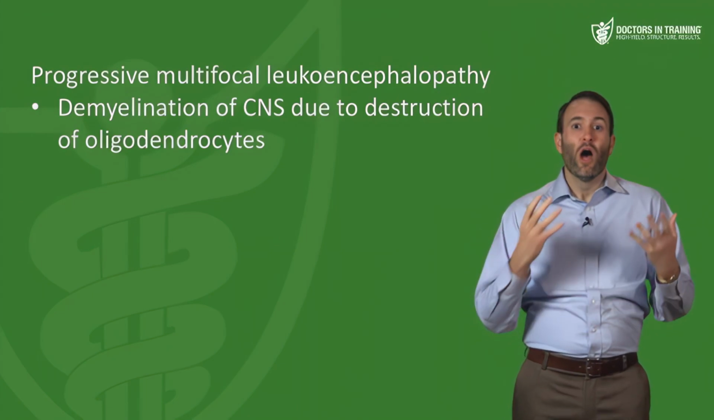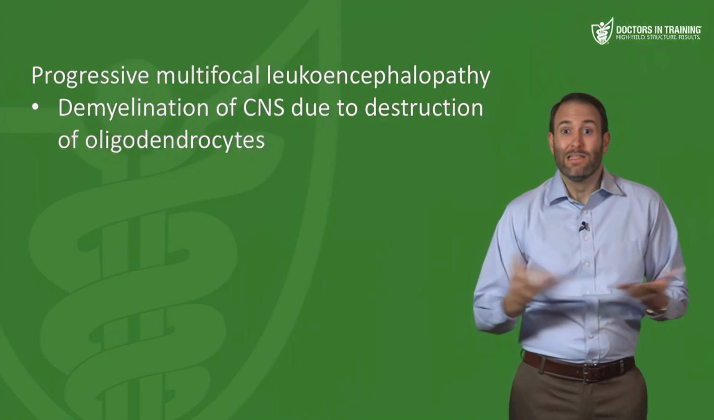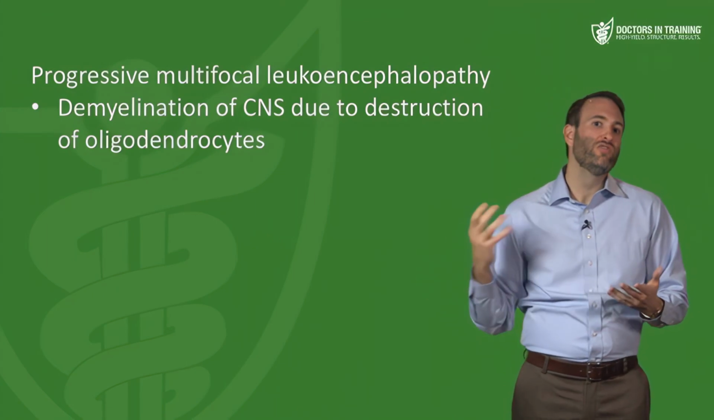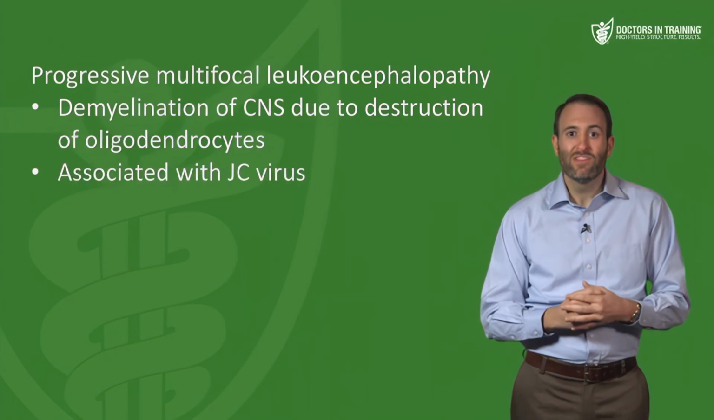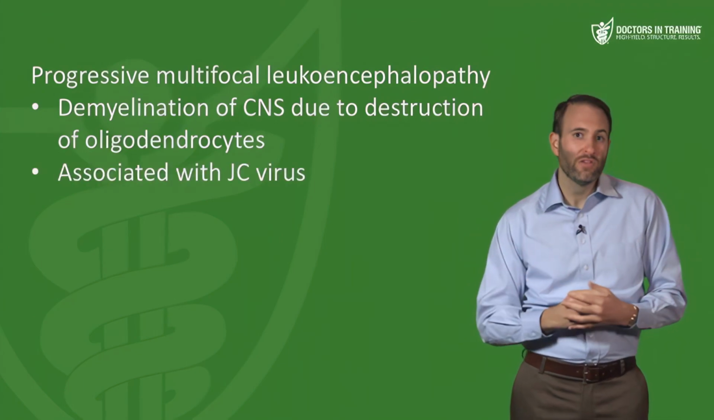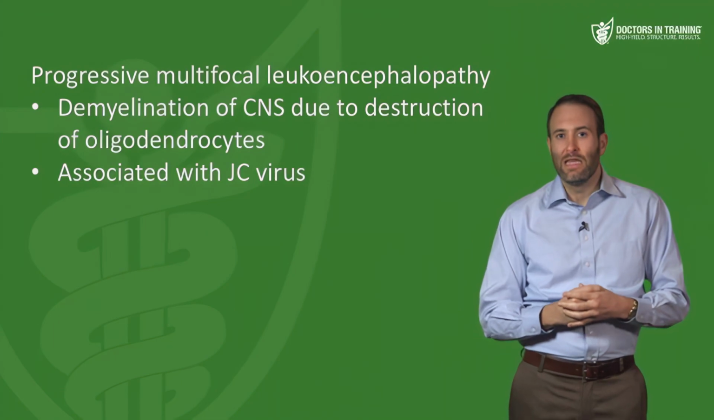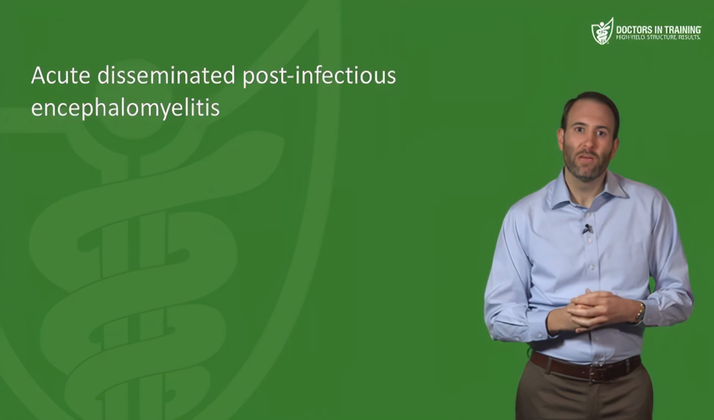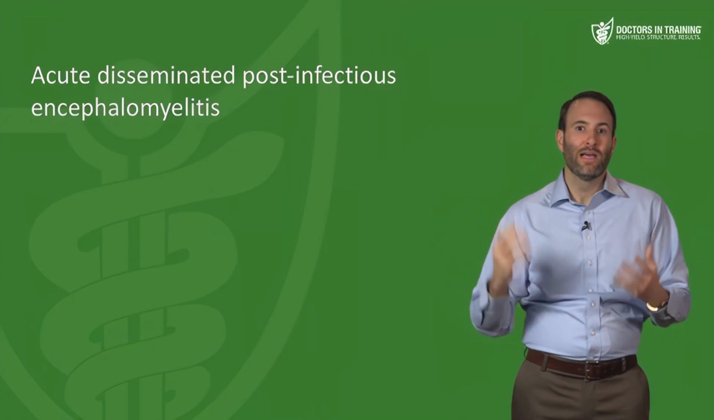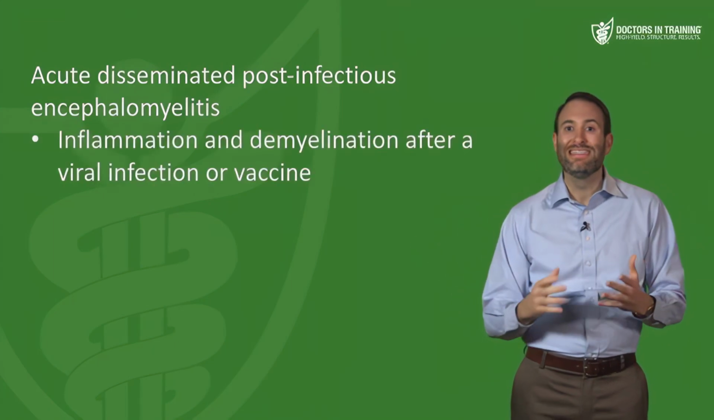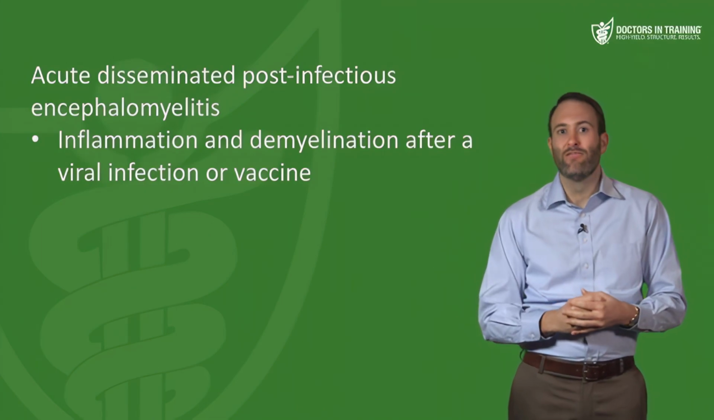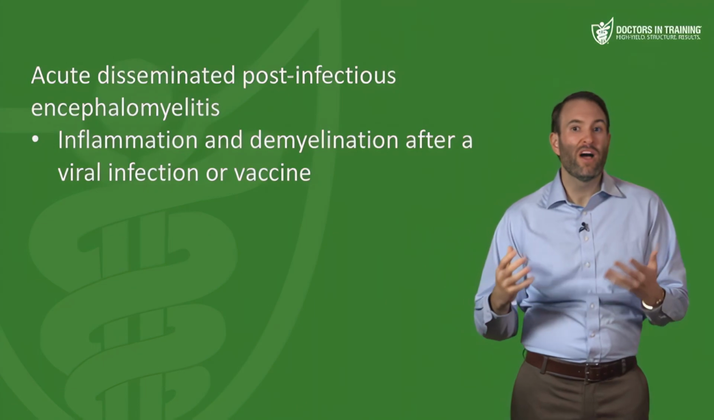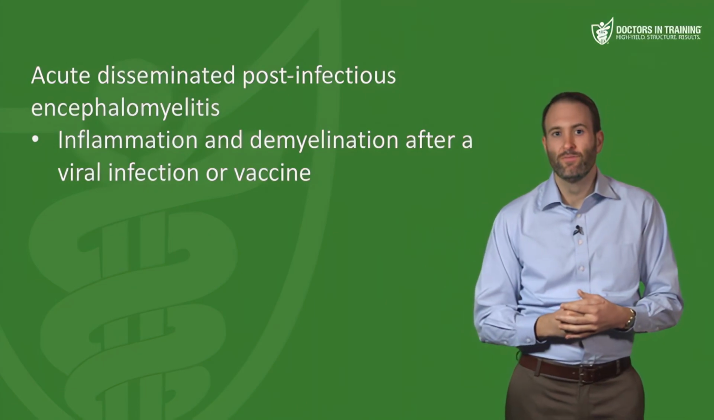Now, one thing to remember, oligodendrocytes and Schwann cells are basically the same cell, but Schwann cells are in the peripheral nervous system, the oligodendrocytes are in the CNS. And this is associated with the JC virus, which is a classic disease in AIDS patients. The next one is called acute disseminated post-infectious encephalomyelitis. So here you have inflammation, demyelination, and this is just after a viral infection. Most commonly we associate this with things like chickenpox or measles, possibly after certain vaccinations as well.